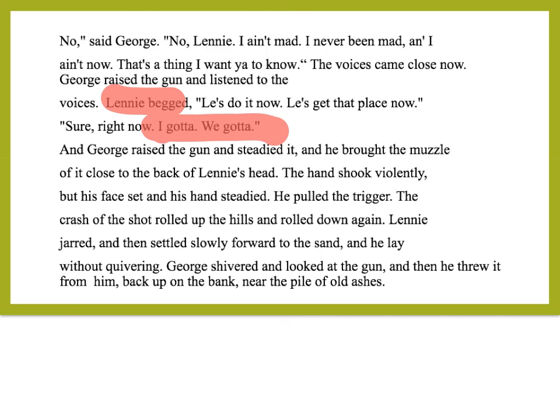"And George raised the gun and steadied it." So when he says "we gotta," when he goes back to the idea of what this unit needs, he steadies the gun. That gives him the strength. I'm doing this for you. I'm not doing this for me. That is what gives him the strength.